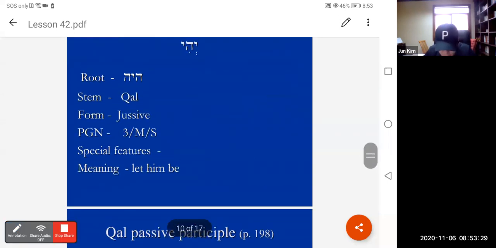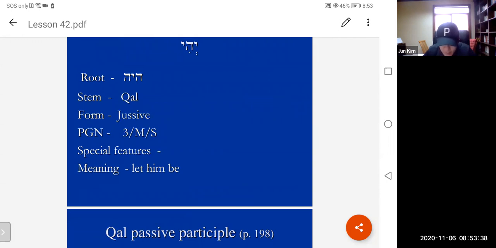So this is the analysis of today's verb. Haya, Qal, jussive, 3 MSG, non-special future. The meaning is let him be or let it be.